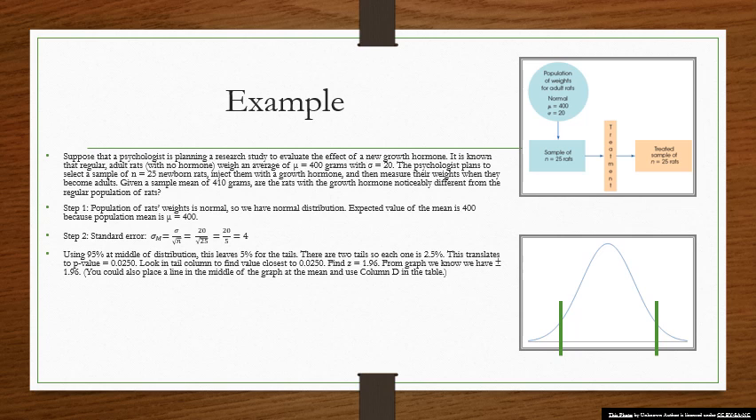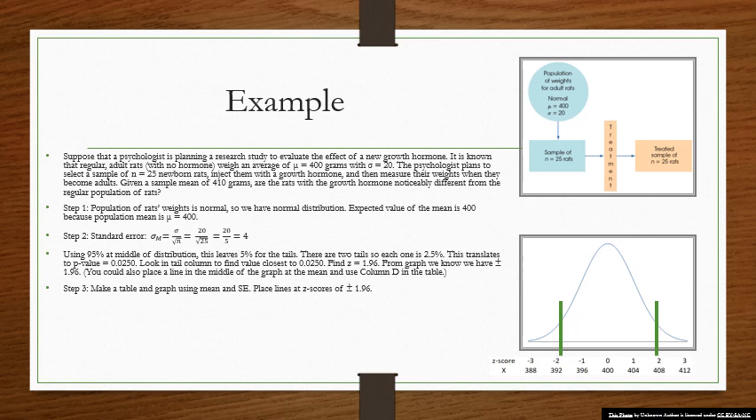Notice that there are two tails. So if 95% is in the middle, that leaves 2.5% for each tail. This translates to a p-value in the tail of 0.0250. So if you look in the tail column on your table and find the value closest to 0.0250, you'll find z equals 1.96. From the graph, we know that we have both a positive and a negative 1.96. The other way to do this would be to put a line straight down the middle of the graph and use column D in the table by dividing the 95% into two separate parts.